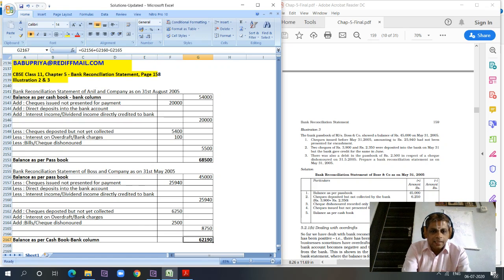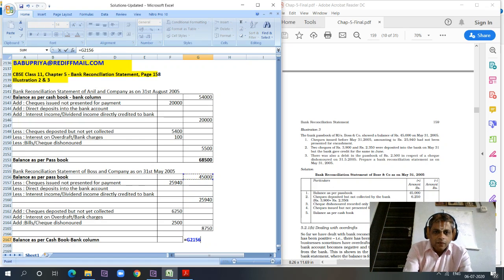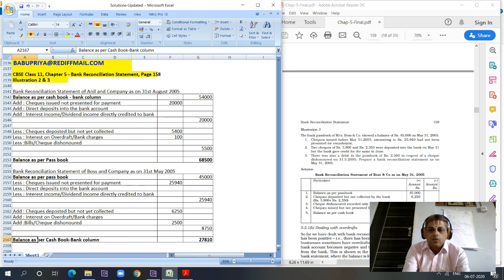Yes, there is a totaling error here, right? This is equal to 45,000 minus 25,940 plus 8,850. So balance as per cash book bank column is equal to 27,810. Hope the students are clear on these two illustrations.